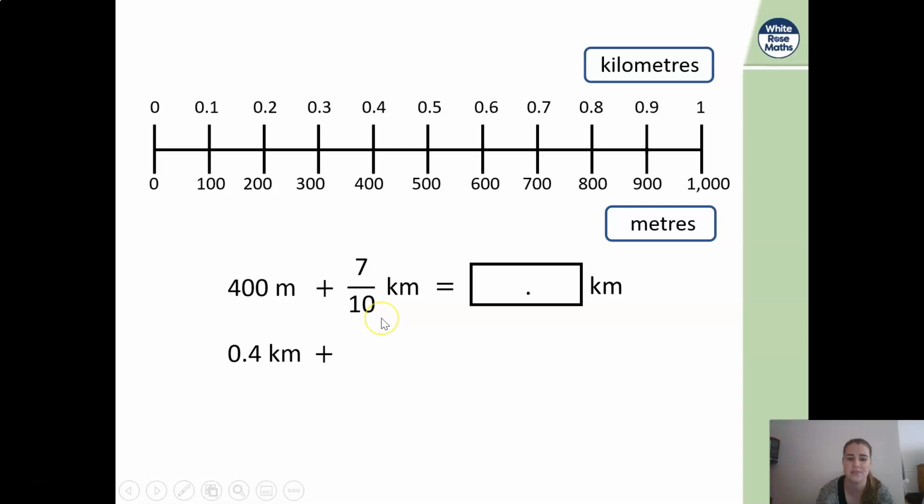We know that 7 tenths is 7 lots of tens, okay? So we count 7: 1, 2, 3, 4, 5, 6, 7. That's going to be the same as 0.7. Add them together, what's my answer? Exactly, 1.1. So we've got 1,000 meters there and 0.1 kilometers added together.